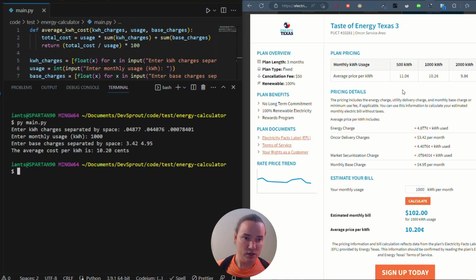Great. So that works. Of course, we could just use their calculator. We don't need to use ours because they provide this nice little calculator. So why did we build this? We built it because when you're looking for energy in Texas, there's all these websites that will show you all these different plans, and some are fixed and some are variable. Stay away from variable. You definitely want a fixed rate.